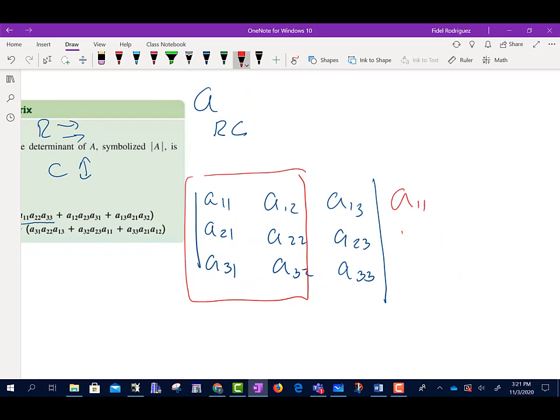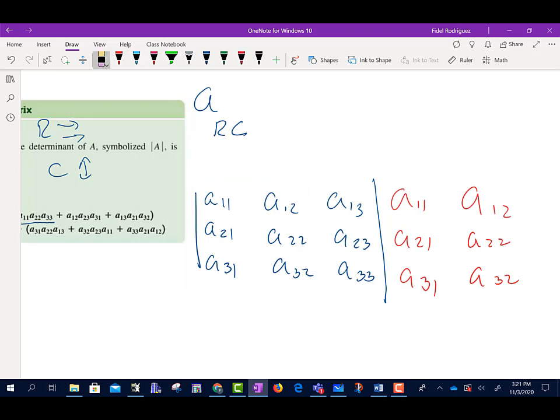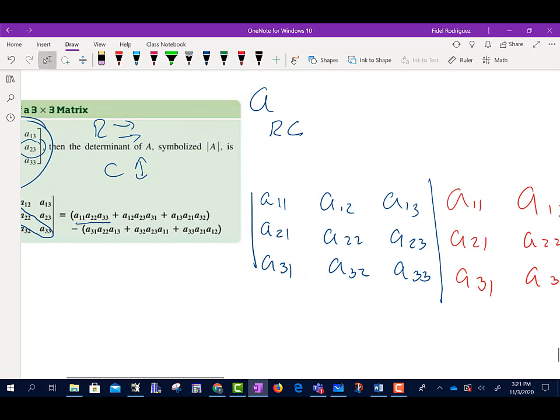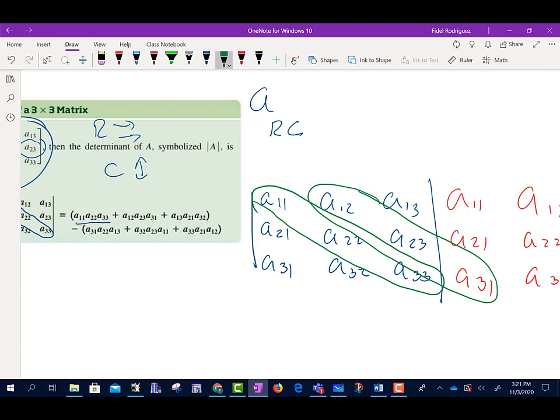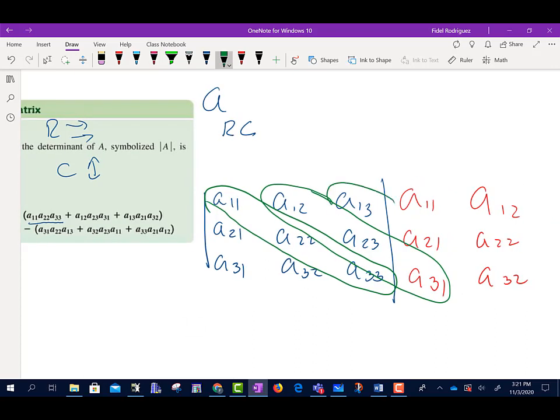So I'm going to write it right here. Look, A11, A21, A31, A12, A22, A32, okay? And the reason why I'm doing that is I'm going to show you the process here. The process says we're going to go along the diagonal. We're going to multiply those numbers. We're going to multiply those numbers. And we're going to multiply these numbers.